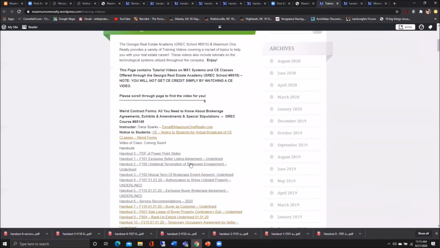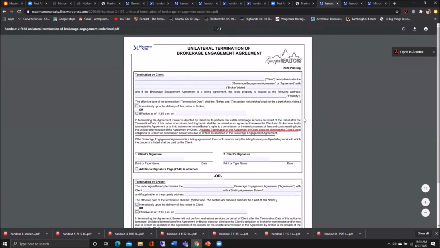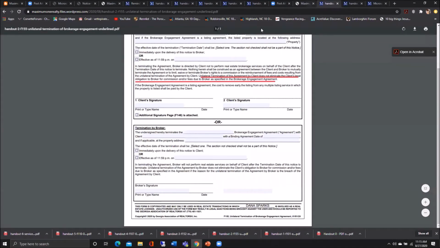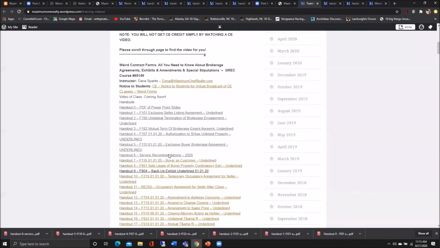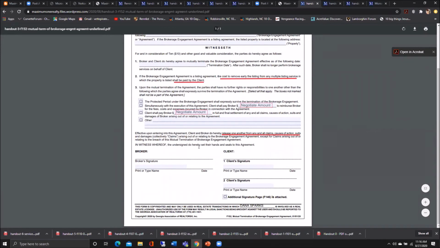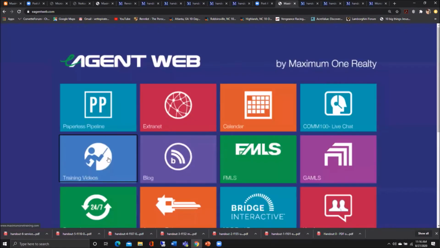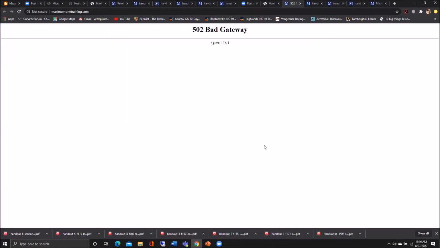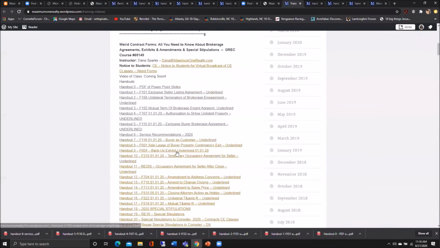Then we'll go back here, and there's the buyer brokerage agreement. Here's the unilateral termination of the brokerage agreement. Here is the mutual termination of the brokerage agreement, and this says brokerage agreement, so you would use this to terminate either the buyer brokerage or the listing agreement. Go back here. Oh, shoot. Let me refresh. And anyway, here are all the handouts.